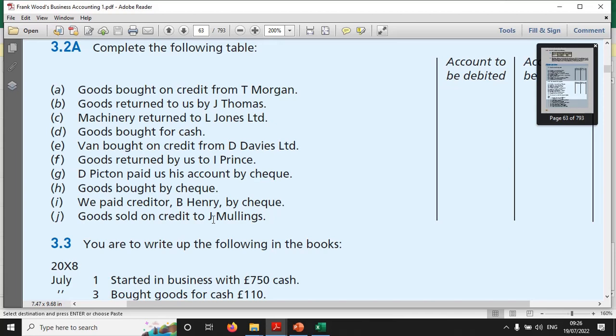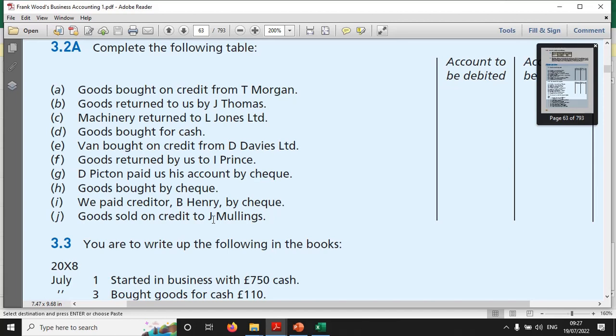Goods bought by us by cheque. Which accounts can you see? Purchases and bank. Good. Now, do the allocation. That's correct. Let's proceed.